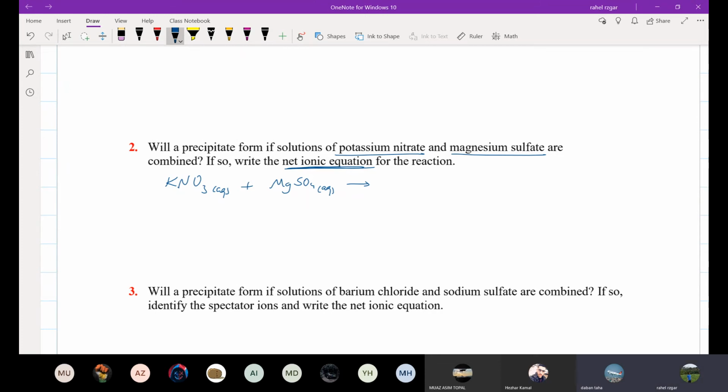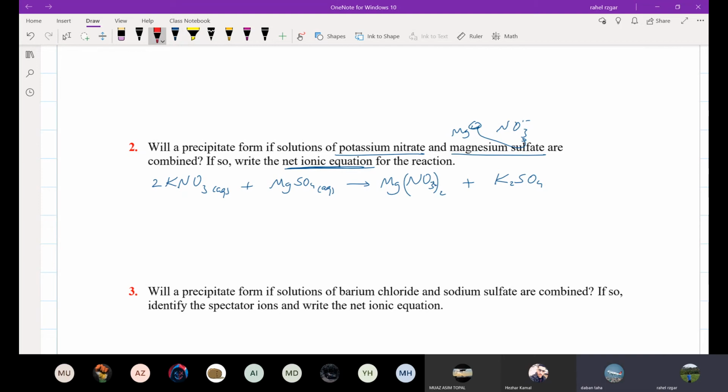Now, what's the possible thing when it becomes the product? It becomes MgNO3, but the charge of Mg is +2, so it will be Mg(NO3)2. What else do we have? K2SO4. Now, if I want to balance it, I'll put a 2 here. Let's go on. Even if you don't balance it, it's okay. It's not very necessary here.